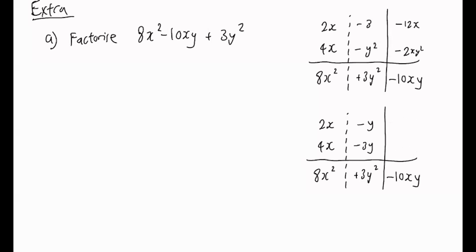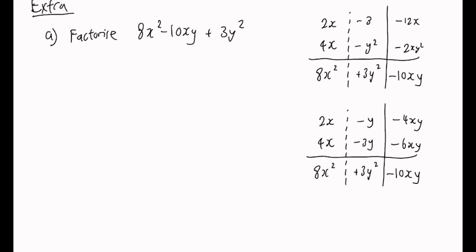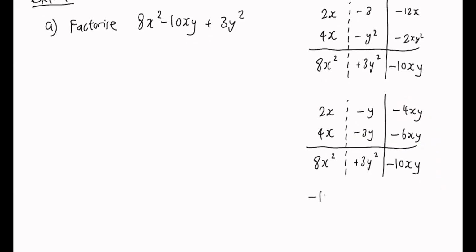Let's see if it works. 4x times -y is -4xy. 2x times -3y is -6xy. Add them together, do you get -10xy? Yes. Good. Another way that you could have done this instead of drawing a table is to think of -10xy as being the sum of two numbers.